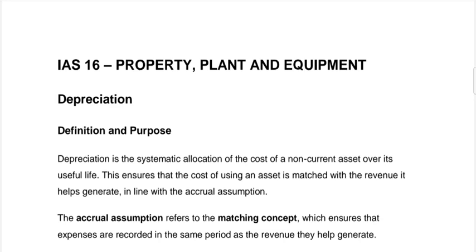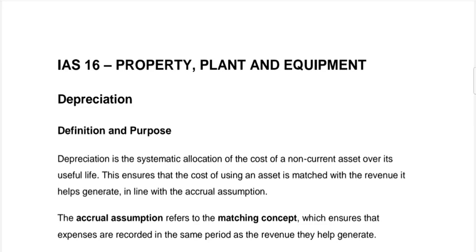I welcome you to the second session of IAS 16 Property, Plant and Equipment, where we are going to be discussing depreciation today. This session is going to start from the basics of depreciation, and we will be discussing the kinds of methods that are used by the entity to calculate depreciation, and at the end we are going to be discussing some questions. We'll be doing them together, which is going to further enhance our understanding of this area.